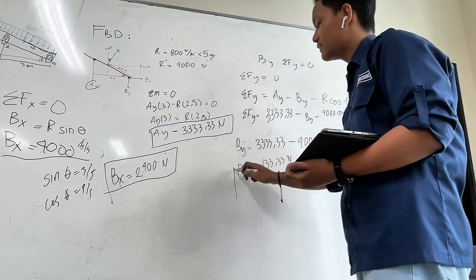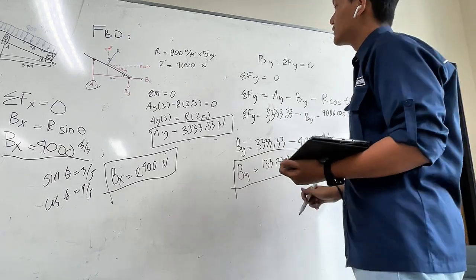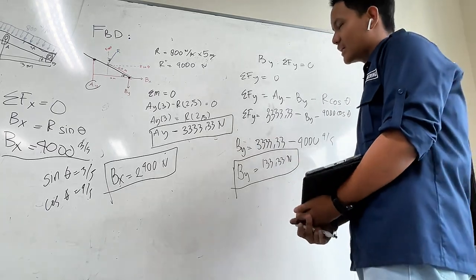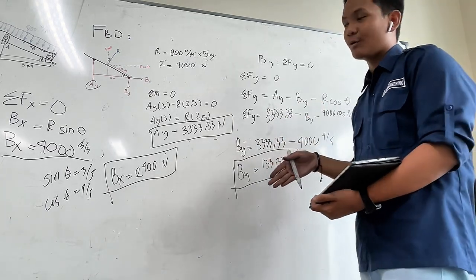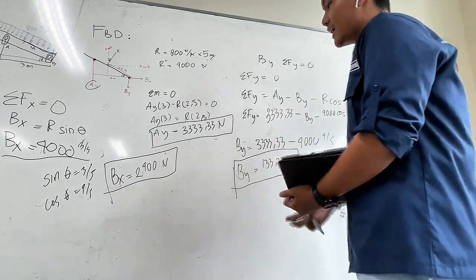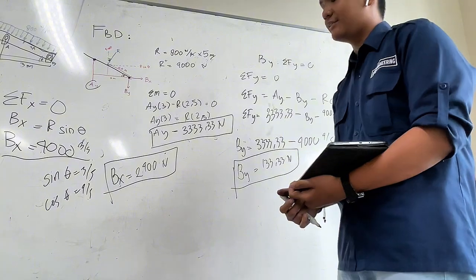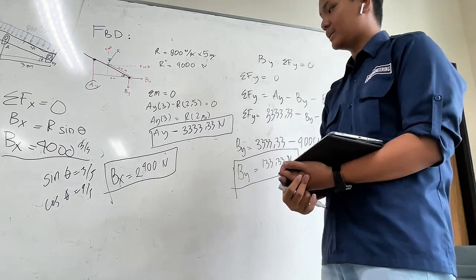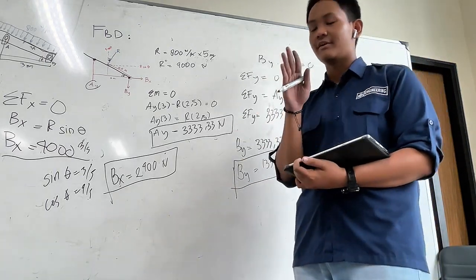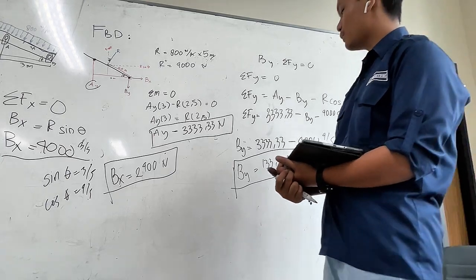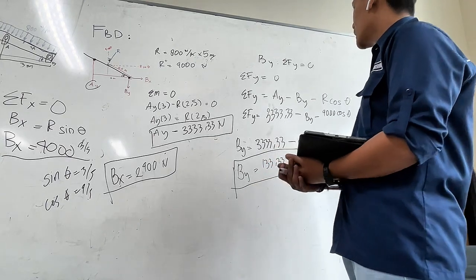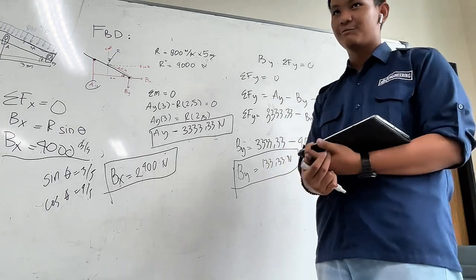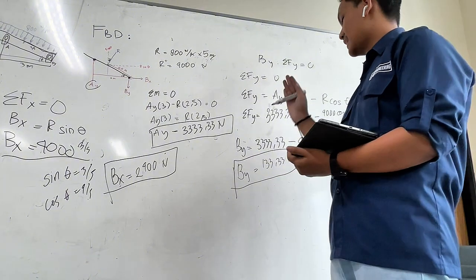newtons. So we have all the reactions on both supports. On support A, we have this reaction, 333.33 newtons on the y-axis, which is positive headed, and we also have the Bx reaction, which works on the x-axis on the B support, which is 2,400 newtons in the positive direction. And then we have the By resultant, which is 133.33 newtons on the axis of y.